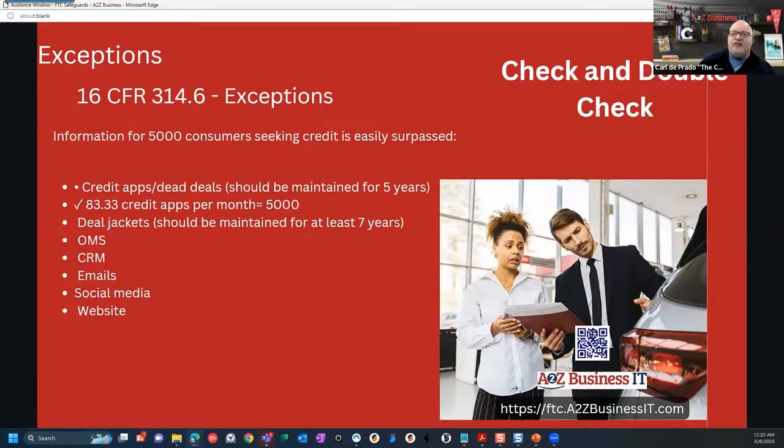Your deal jackets, the closed deals, you have to maintain those for 7 years. Then you also have that data sitting in CRMs or operations systems. And you might have some information inside your emails, your social media, your website. You're collecting all of that other data. So you need to really double check to make sure that you are under that 5,000 record exemption, because you don't want to find out in the middle of an audit that you actually were over that amount. So that's what we're always looking at here.